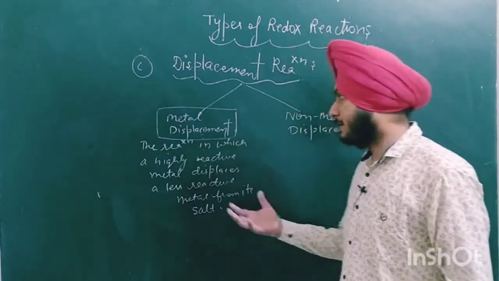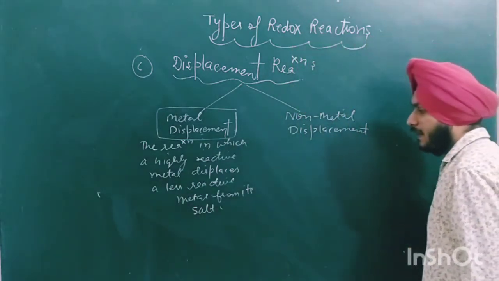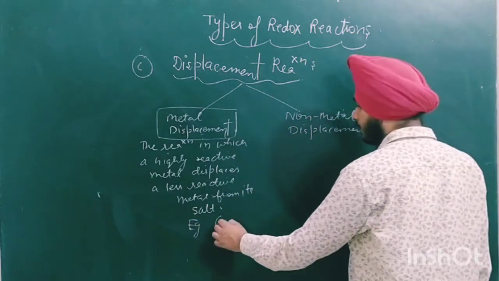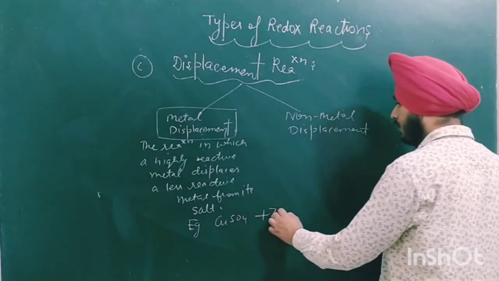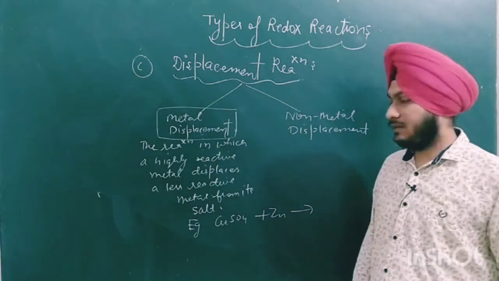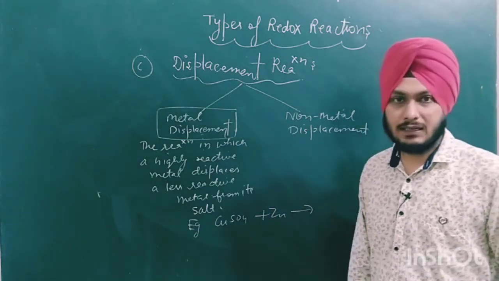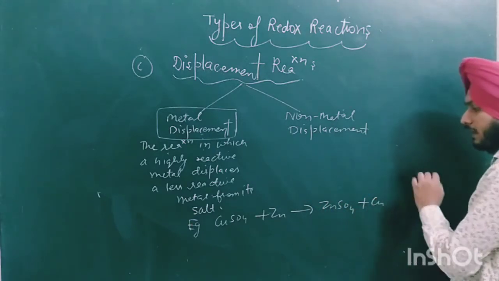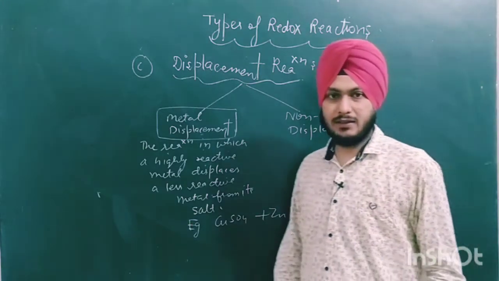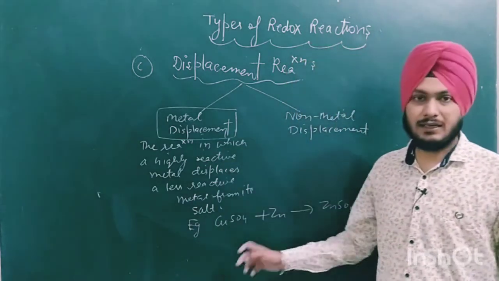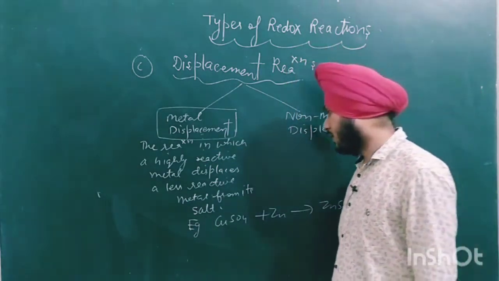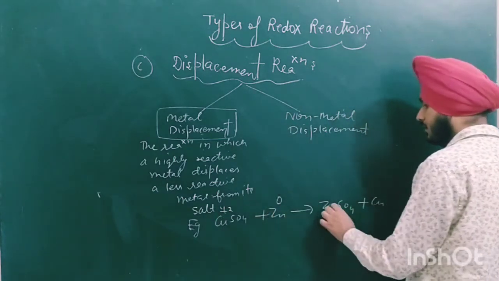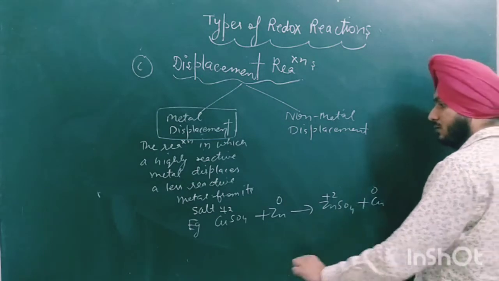For example, if we react copper sulfate with zinc, the blue color of copper sulfate decolorizes, and we will get ZnSO4 plus Cu. Here zinc is more reactive than copper, so that is why it can easily displace copper. Copper is in +2 over here, zinc is in 0; here zinc is in +2 and copper is in 0.